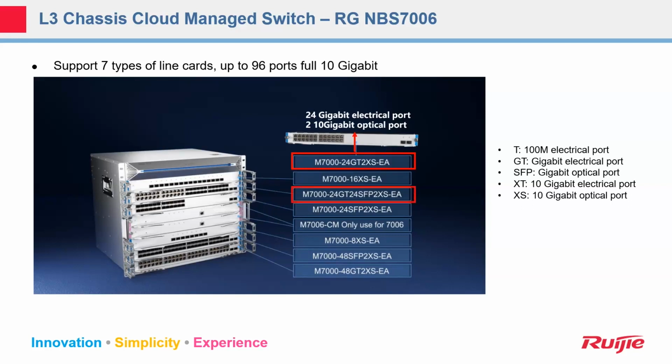So let's take this one as an example. The name of this line card indicates that it can provide 24 Gigabit electrical ports, 24 Gigabit optical ports, and 2 10 Gigabit optical ports. So these 8 line cards in the pictures are universal for the 7000 series, but please pay attention to this one, M7006CM. It shows here that it can only be used for the 7006, but why? Here is a small tip for you. M7006CM is a supervisor engine, and the other 7 are all line cards. So let's see the following content first.